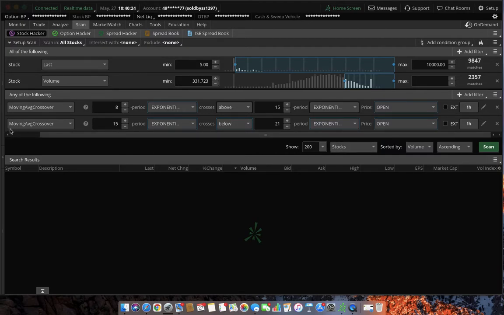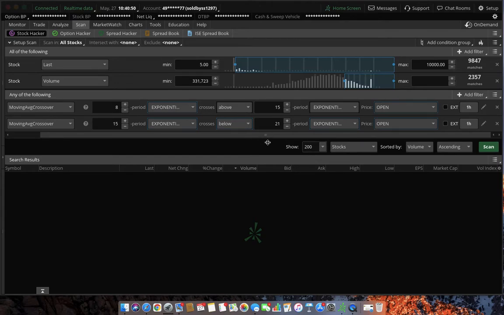And then my second command, you add filter, you go over to moving cross and you say, okay, now I'm looking for the 15, because we said 8 and 15, I'm looking for the 15 to be below the 21. Because on my charts, I'm using 8 and 21. So I'm just telling the bot to be more specific so I can get at the starting line.